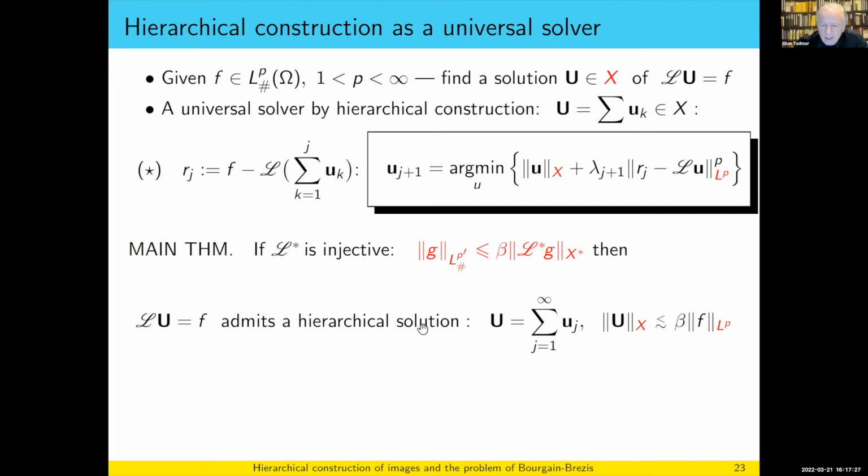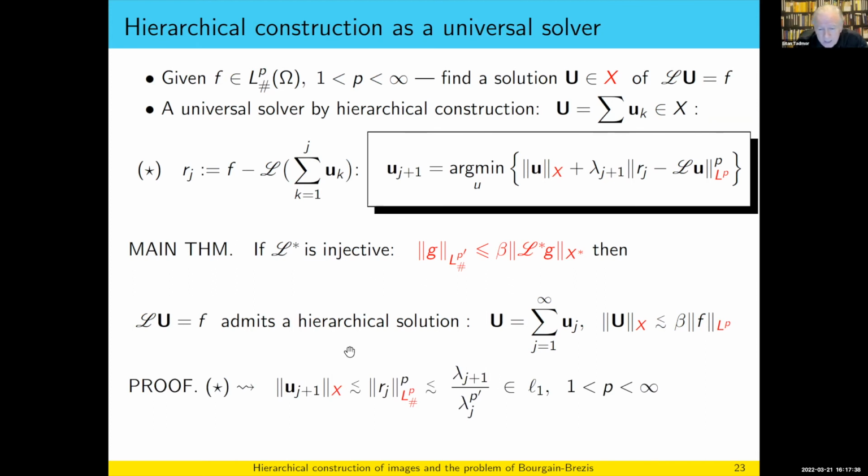It's the hierarchical solution given by the sum of the u_j's, and you know how it's constructed here, and this u in the space X is indeed bounded by the L^p norm of f. And the proof is exactly what I showed you at the beginning of this lecture. Essentially, the X size of the j-th molecule here is bounded by the residual to the power p, and this residual is bounded by lambda_{j+1} divided by lambda_j, to the power p prime. p is greater than 1, and this quantity is uniformly summable, and that's the end of the story.